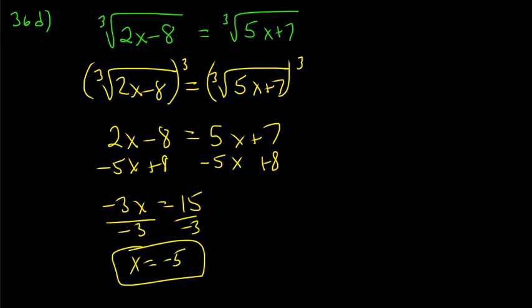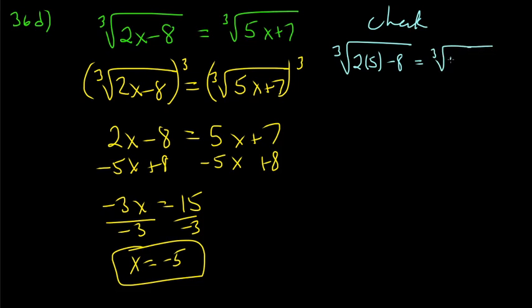Okay. But let's check. I mean, it's not the fact that x is negative. That's right. I mean, that might be suspicious, because remember, you don't want to take square roots of negative numbers, at least not yet. So the cube root of 2 times 5 minus 8, I'm sorry, the cube root of 2 times negative 5 minus 8 is supposed to equal the cube root of 5 times negative 5 plus 7. So is that correct? Well, we get the cube root of negative 10 minus 8.